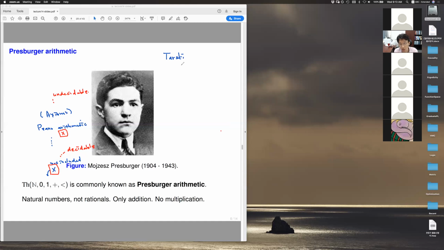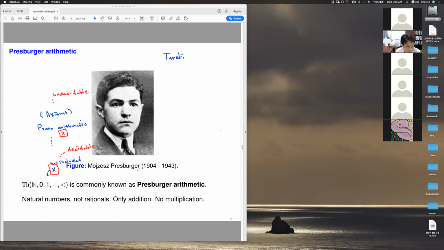And when he was born, I think he was in Europe, maybe either Poland or Hungary. And then later he immigrated to the United States. But Presburger was a student of Tarski when Tarski was in Europe. And what we're going to study is what Presburger did during his master thesis. So the result that we're going to cover was actually part of Presburger's master thesis.